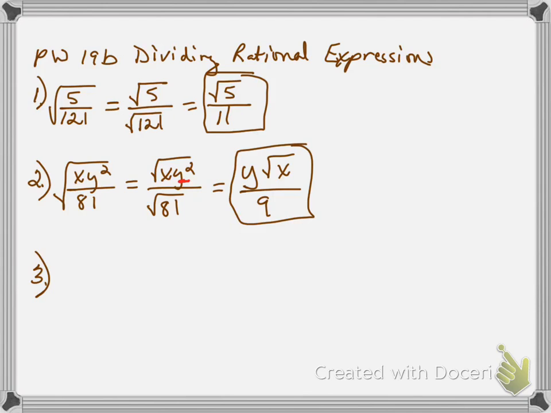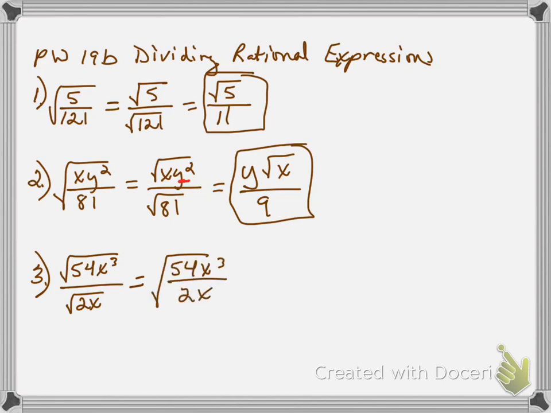Number 3, here we have the square root of 54x to the third over the square root of 2x. Right? We write this as one fraction. 54x to the third over 2x. Right? Simplify the fraction first before taking the square root. So we have the square root of 27x squared. Right? Because 54 divided by 2 gives us 27. x to the third divided by x gives us x squared. Subtract your exponents. Remember, the exponent on the x is 1. So 3 minus 1 gives you 2.